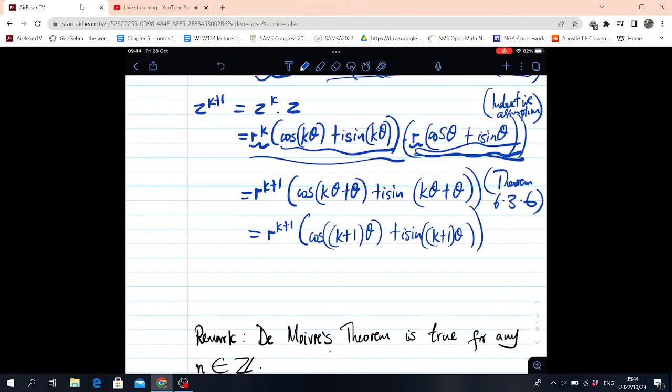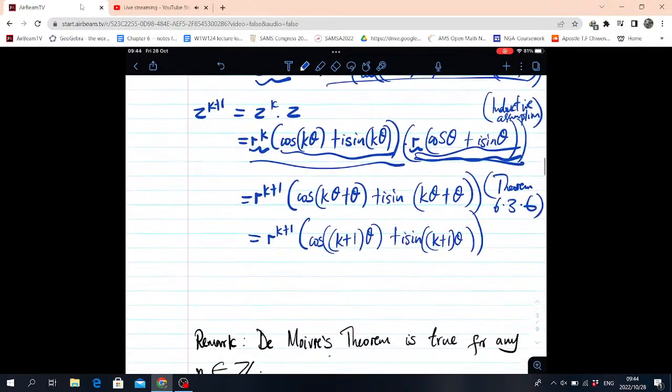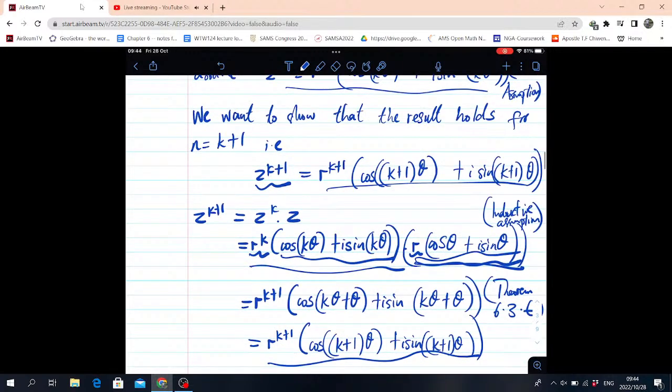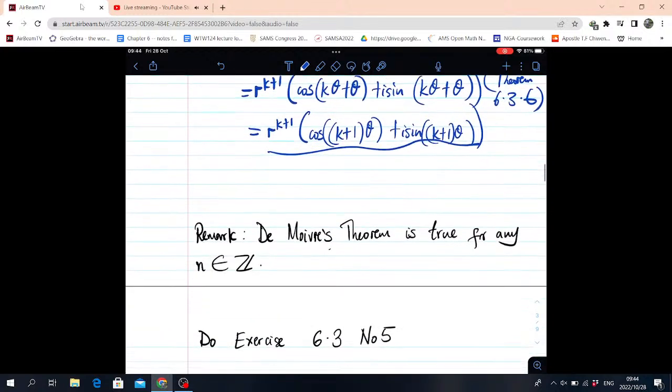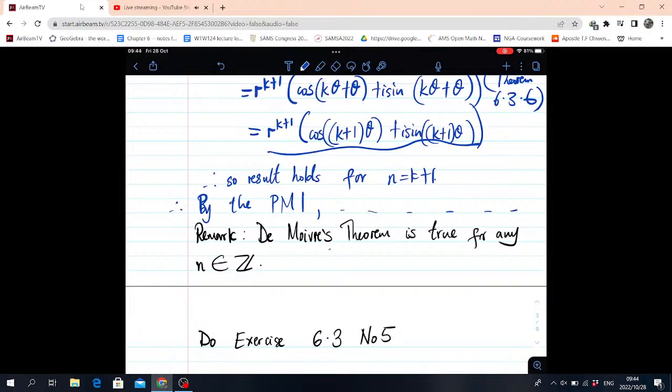And then we get that. And if we look at what we now have here and what we wanted to get, we can see that it's the same. So therefore, it means that the result holds, or the result is true for n equals k plus 1. And so by the principle of mathematical induction, our statement is true. So that is the proof there.